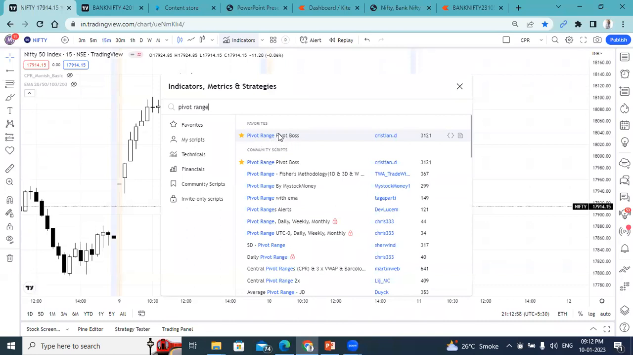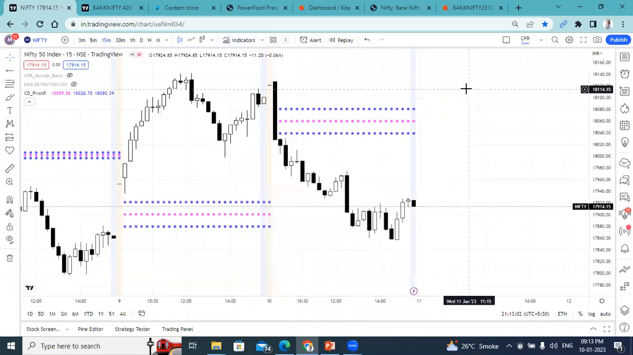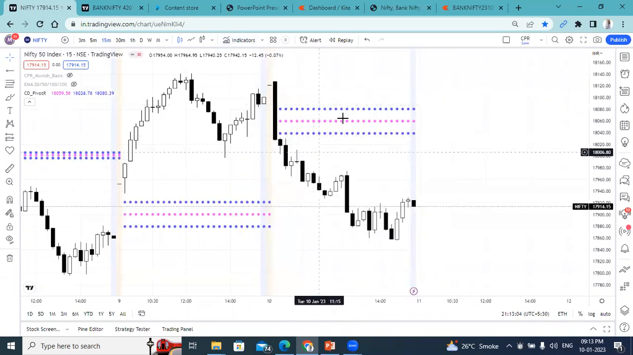So when you click here, you will get the CPR in the background. I will close this window. You can see these are the CPR lines. Here you can see three dotted lines. So this is today's session CPR. This was today's session CPR.